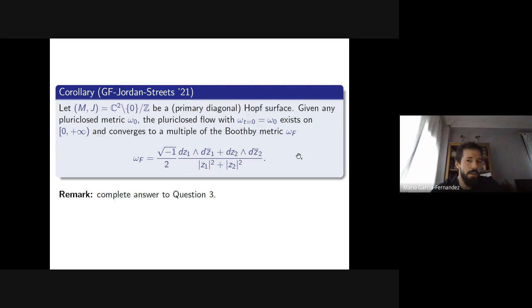So this gives a complete answer to this question posed by Jeff Streets in 2017. And it's a very satisfactory analog of Sau's result in the non-Kähler setup. Okay, and let me emphasize, results along these lines on Hopf surfaces were proved before for the pluriclosed flow, but always assuming that the initial condition is invariant. Okay, it's typically left invariant.